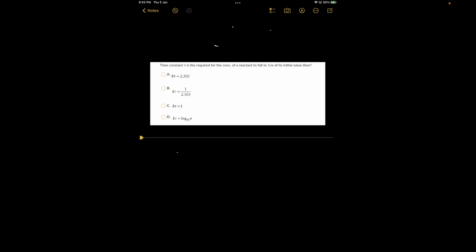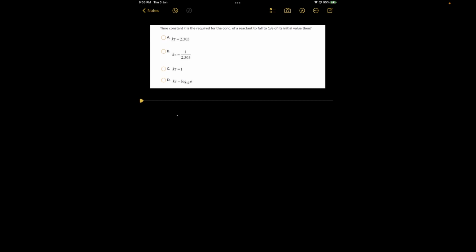Okay, so here it is said that the time constant tau is the time required for the concentration of a reactant to fall to 1 upon e of its initial value. So this question is for first order reaction. Actually, we know that for first order reaction, let's say reactant to product, A is the reactant and P is the product, and the rate of the reaction, which is minus dA/dt, is equal to some rate constant k times the concentration of A to the power 1, so that means it is first order.